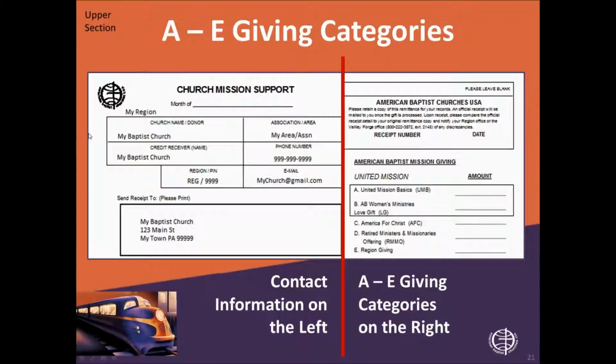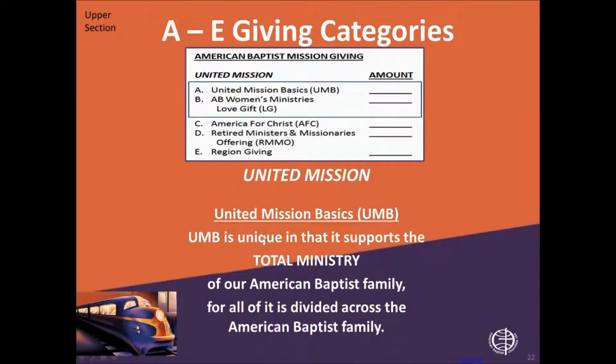The A through E giving categories are on the right, and we'll take another closer look here. These are United Mission, which is the UMB and the Love Gift, and then 3 of the offerings. Now, United Mission is something that is very wonderful because giving to this category means you support the entire American Baptist family. And United Mission Basics is totally unique in that it supports the total ministry because all of it is divided across the American Baptist family.